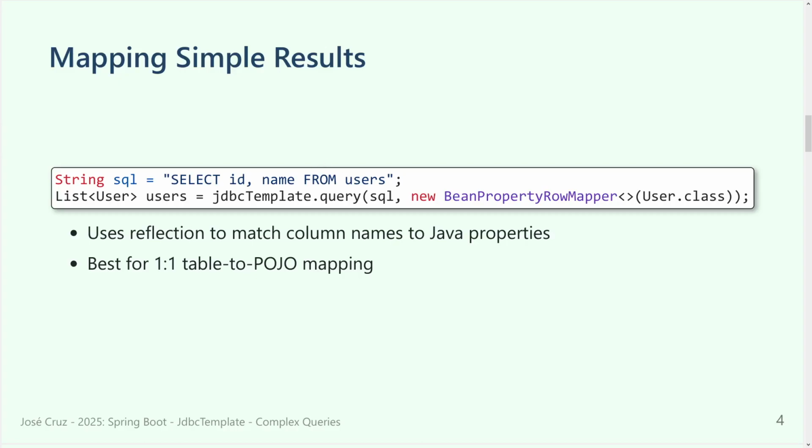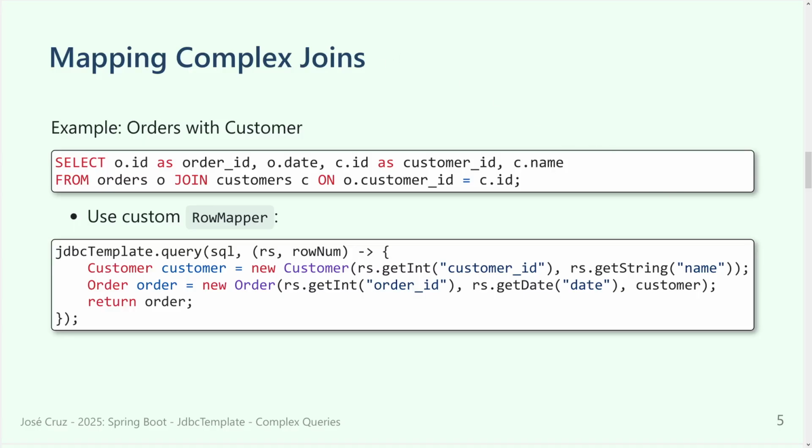When you have a one-to-one, meaning the results of your select match completely one entity that you have on your side. Now imagine that you want complex joins. You have two different tables here, orders and customers. The first thing that I can say about this is that Spring Boot doesn't care about the tables.